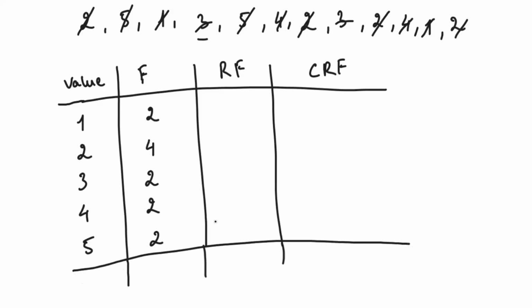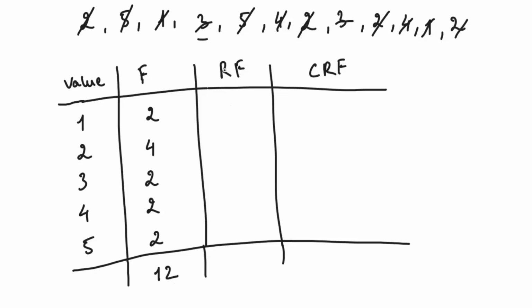So the total number of data in the dataset is 2 plus 4 plus 2 plus 2 plus 2. It's got to be 12, right? The total data in the dataset.